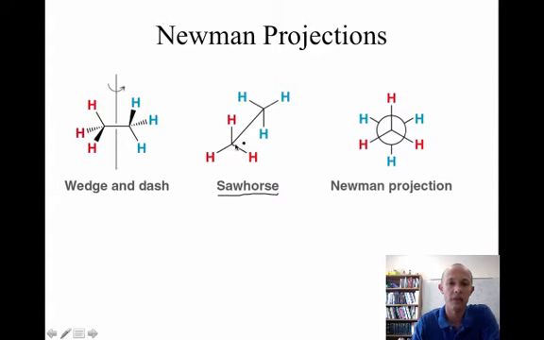What's much more common is something called the Newman projection, where the front carbon is depicted as such and the back carbon is a circle with these hydrogens on it. So imagine, if you will, that you're closing one eye and you're looking down this bond. These guys are going to be in the front and these ones would be in the back. That's called a Newman projection.